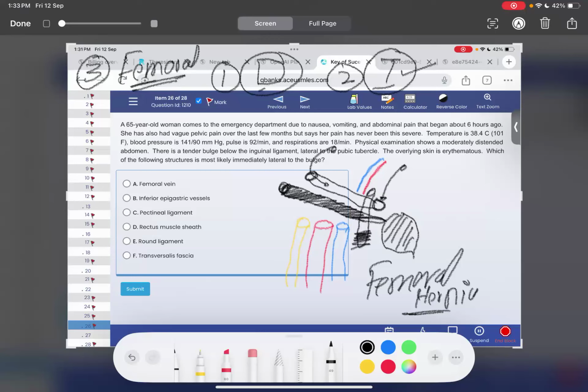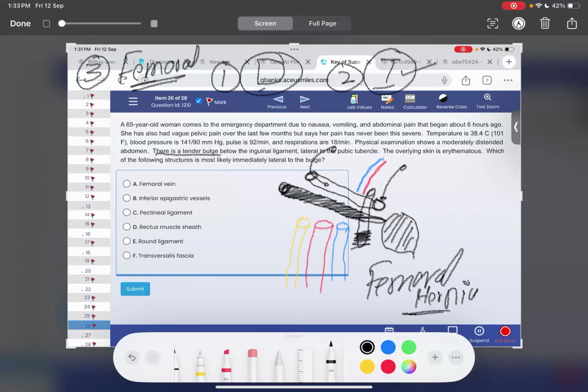So they won't mention anything about the superficial ring or deep ring. It's just a hernia going below the inguinal ligament. They will be mentioning the epigastric vessels if they are talking about indirect or direct hernia.